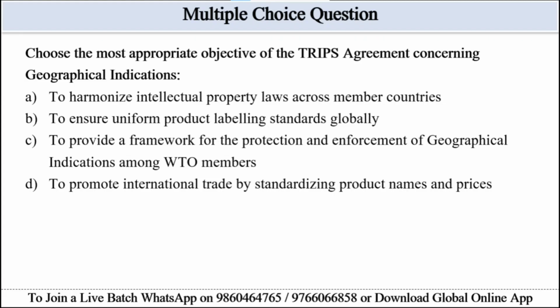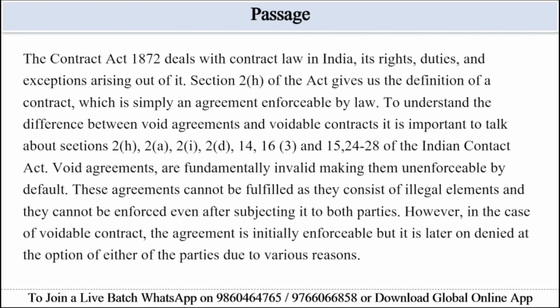Option D also can be eliminated because standardizing names and prices is not TRIPS function. Hence option C will be correct because TRIPS provides a framework for protection and enforcement of GIs.